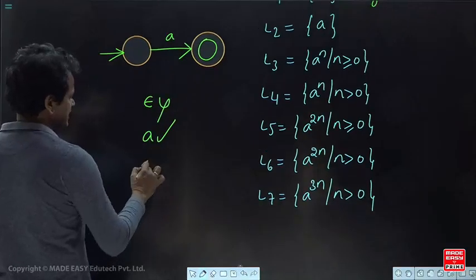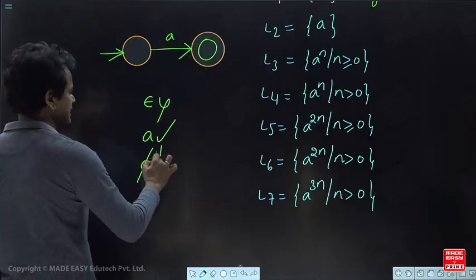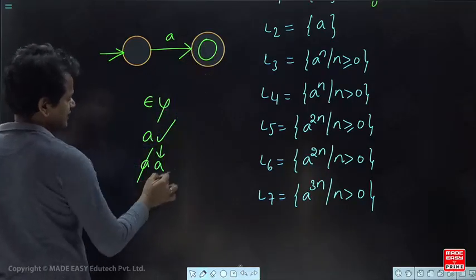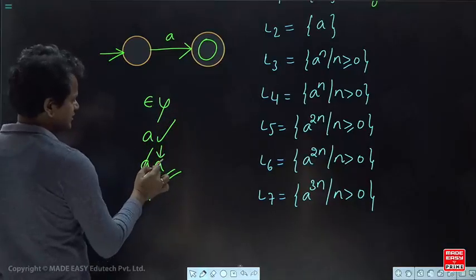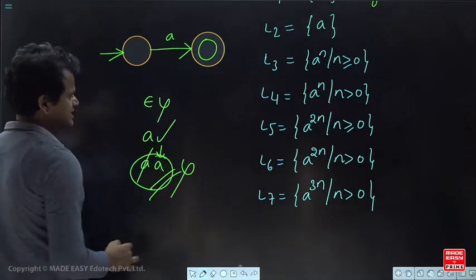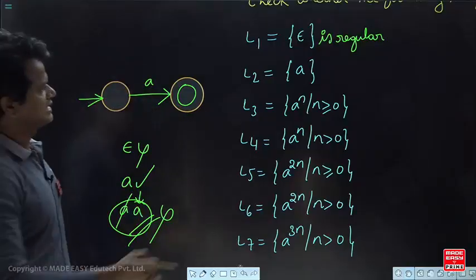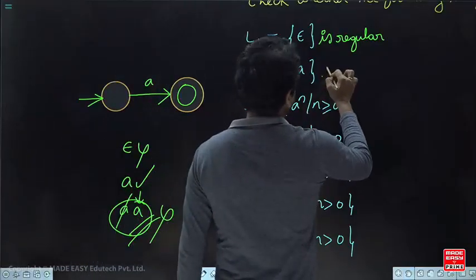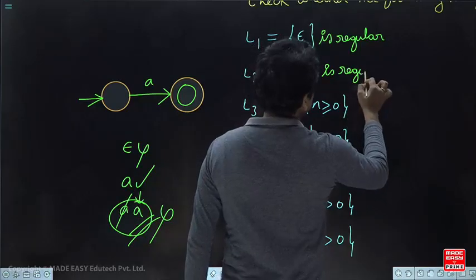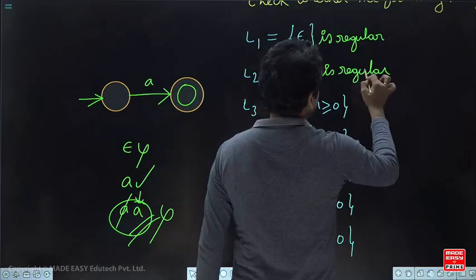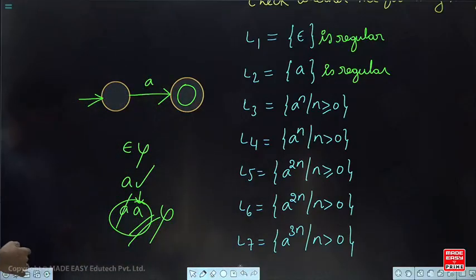From initial to final we go on a, so it accepts a. For a square, from initial to final we go on a, and again a comes, which we have not defined. The machine stops in final, but even though it stops in final, the string is not completed. Therefore, it doesn't accept. So this machine accepts only a, and doesn't accept any other strings. Yes, we can construct a finite automata to accept only a. Therefore, L2 is regular.